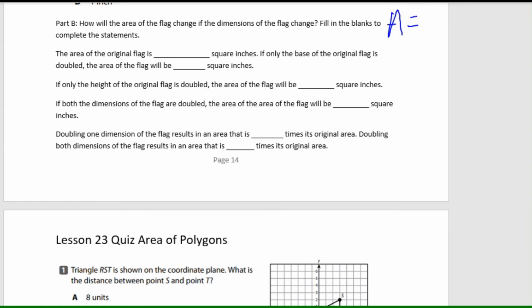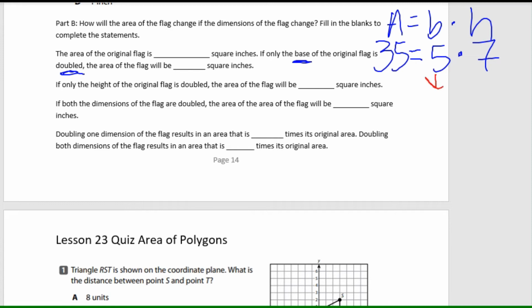Area equals base times height. We know that the original area was 35 inches squared. The base was 5 and the height was 7. So if we double the base, what does that mean? Multiply by 2. Multiply the base, which is 5, by 2. So instead of writing 5, we're going to write 5 times 2, which gives you 10, and then multiply that by 7. 10 times 7 is 70.